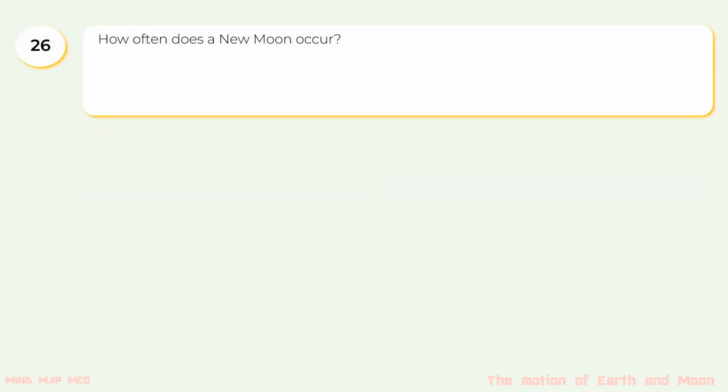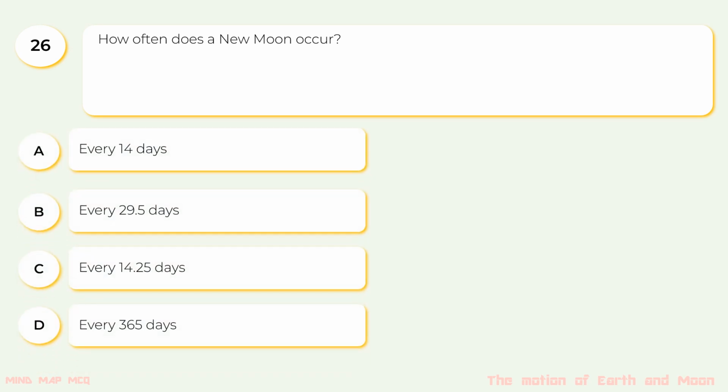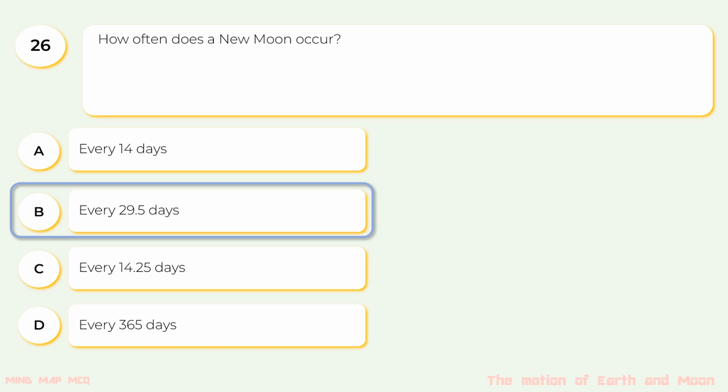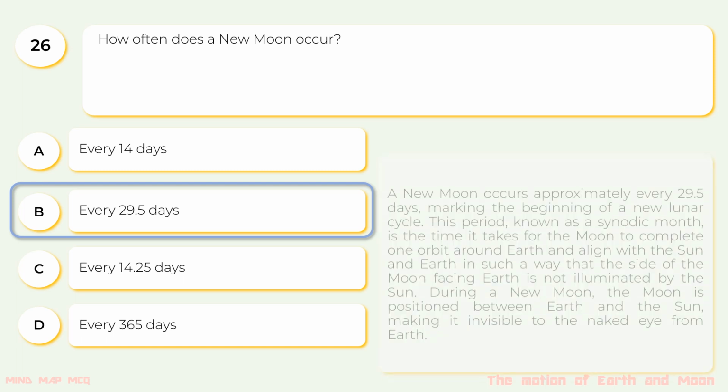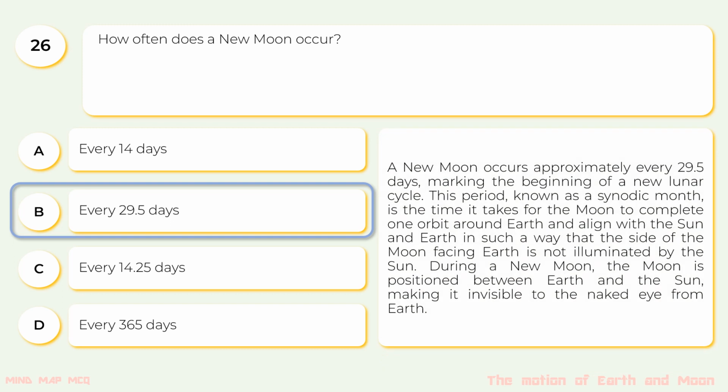26. How often does a new moon occur? A. Every 14 days, B. every 29.5 days, C. every 14.25 days, D. every 365 days. The correct option is B, every 29.5 days. A new moon occurs approximately every 29.5 days, marking the beginning of a new lunar cycle.